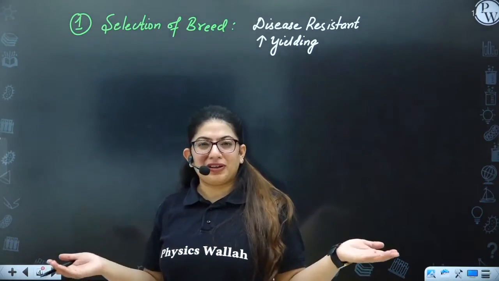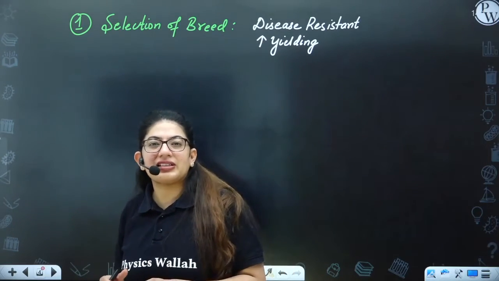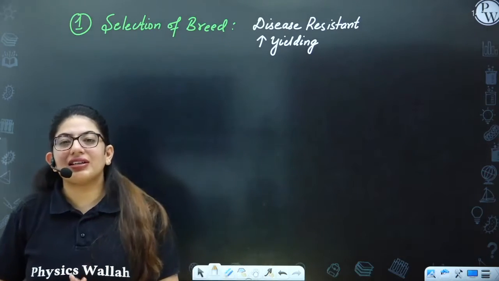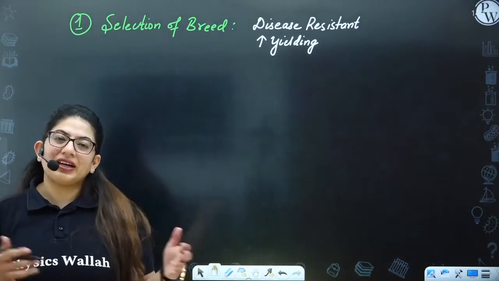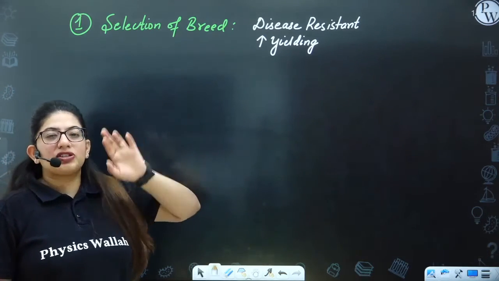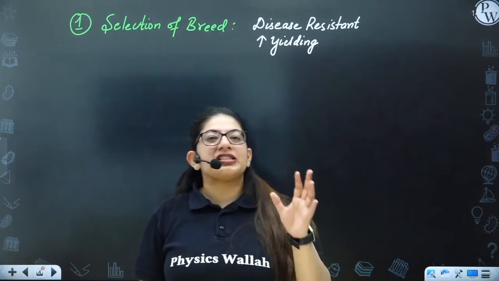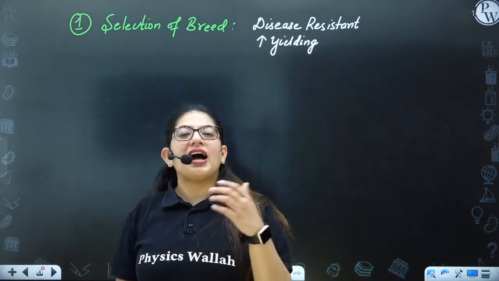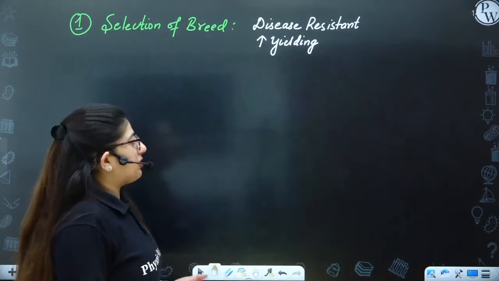No, that's not beneficial. Also, if a cow catches diseases easily and dies at an early stage, will that be good for you? Again, no, because the purpose is defeated. So whenever you're selecting a breed, make sure it can easily live in those climatic conditions, it is disease resistant, and it is high yielding. It produces a large amount of milk per lactation.